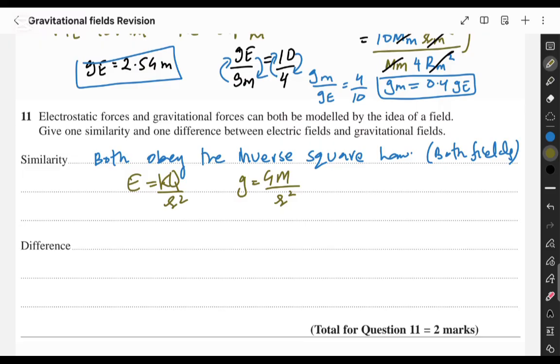Now, if you want to know a little bit more in detail, or you want to know all the possible answers to this type of question, I definitely suggest that you go to the playlist video. In that playlist video, I've actually included most of the points that they ask about these type of questions. Okay, so yeah, so both obey the inverse square law.